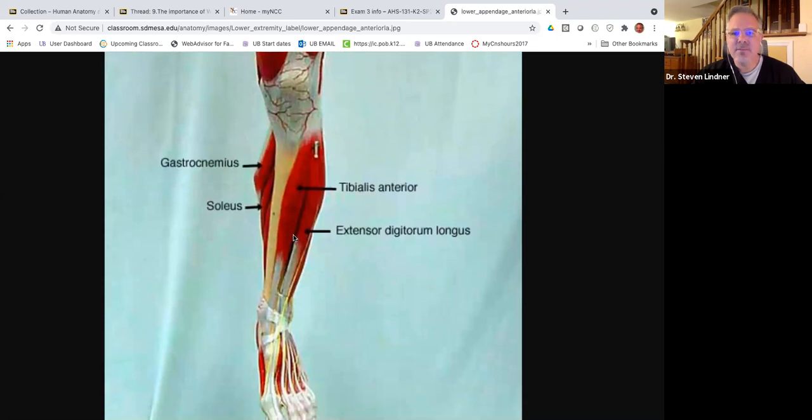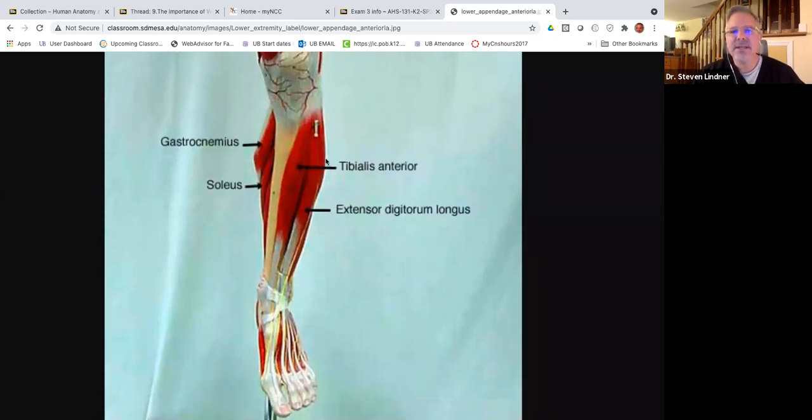Let's look at what we can see from the anterior view here as well. We see the anterior compartment, which is what we refer to as the front of the leg. The back, we'll refer to as the posterior compartment. In the anterior compartment, we have a very important muscle that goes to the inner foot, and that's called tibialis anterior.